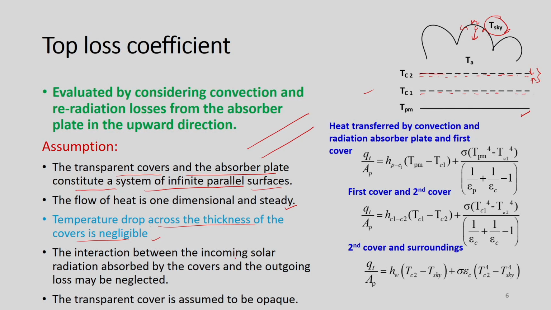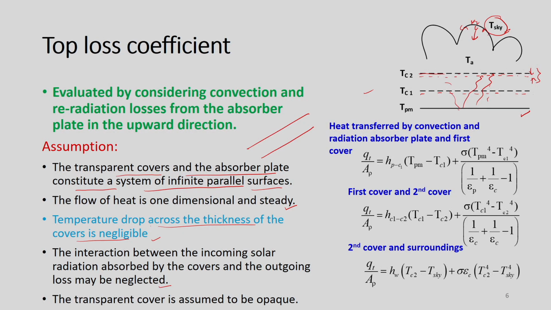The interaction between the incoming solar radiation absorbed by the covers and the outgoing loss may be neglected. Some radiation will fall here and go something like this. These kinds of things are neglected. No losses are taking place, it is assumed. The transparent cover is assumed to be opaque, so no radiation is going out; it is opaque to the long wave radiation. All the waves will be retained inside the collector system.